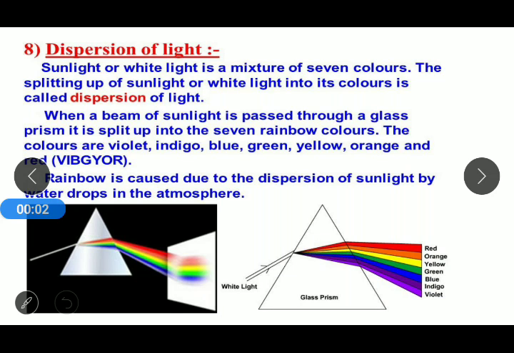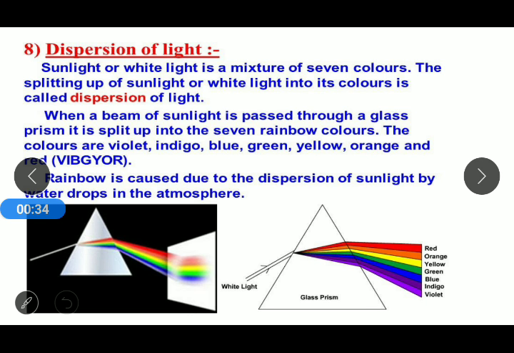Dear students, in this video, we are going to discuss the remaining topic of chapter 16, that is light. In this video, the first topic we will discuss is called dispersion of light. As in your previous class, you have already understood that the light which we call sunlight is a white light and it is a mixture of seven colors.